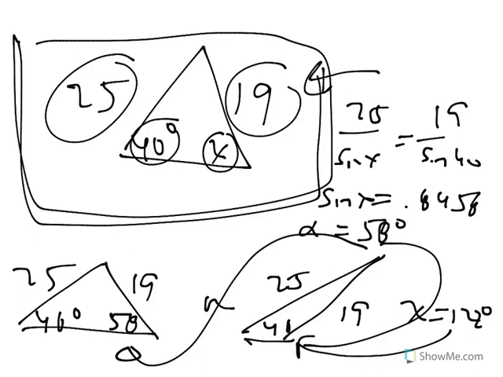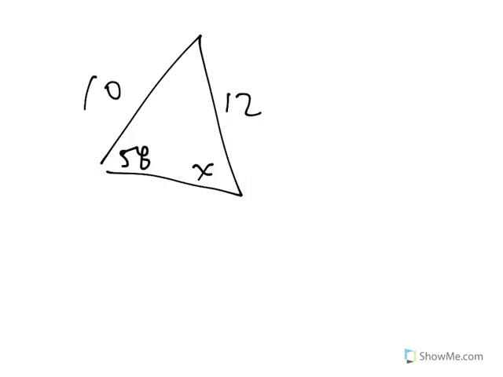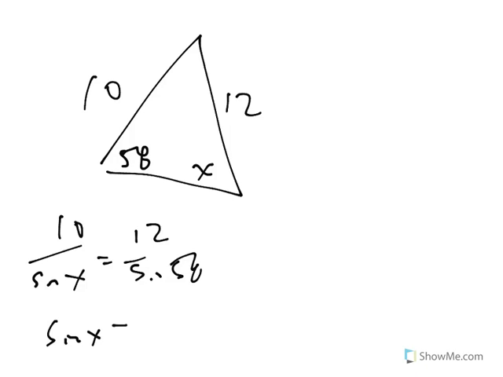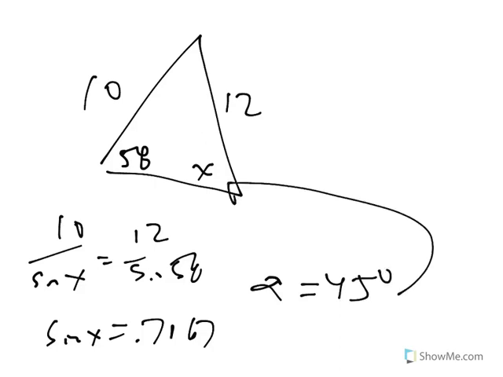So I guess the question is, why wouldn't this just always happen? Well, here's an example. It looks like the same kind of deal. 10 over sine x equals 12 over sine 58. Eventually that leads us to sine x equals 0.7067. So the reference angle is 45 degrees. And 45 degrees is one of the answers. But if you try to find the other answer, you say, well, why don't I just try to just go like that?